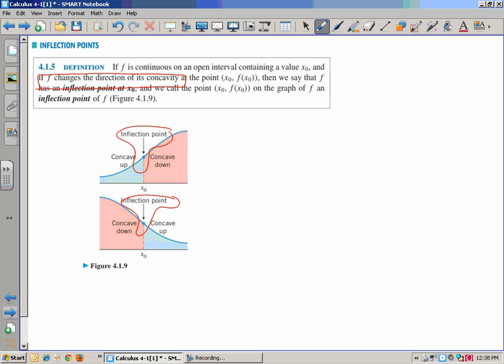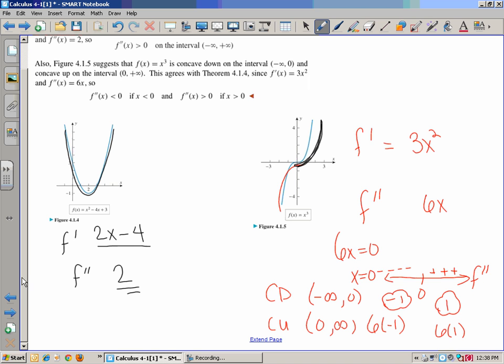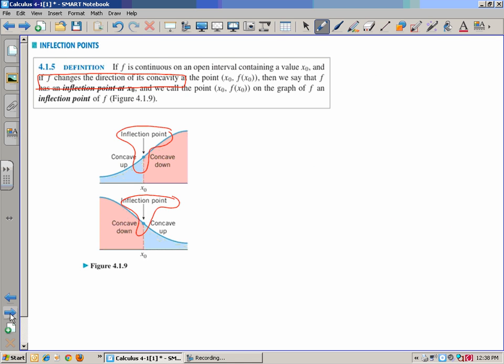So in our last example, I'm going to slide back. In our last example, 0 changed signs. It went from a negative on one side to a positive on the other. That's a change in concavity. So I would say that an inflection point is 0, 0. Okay, that's my inflection point at x equals 0.